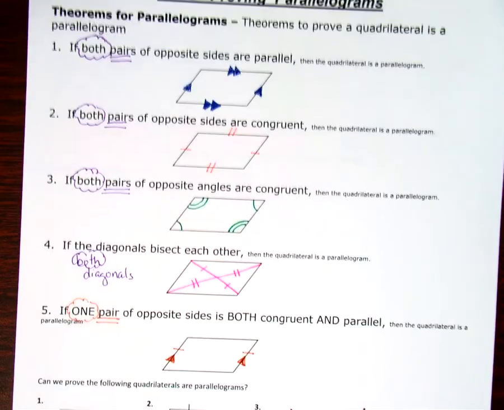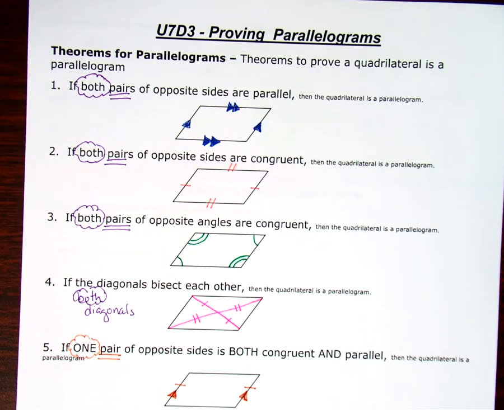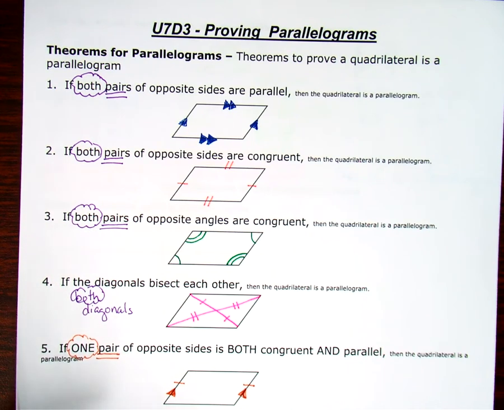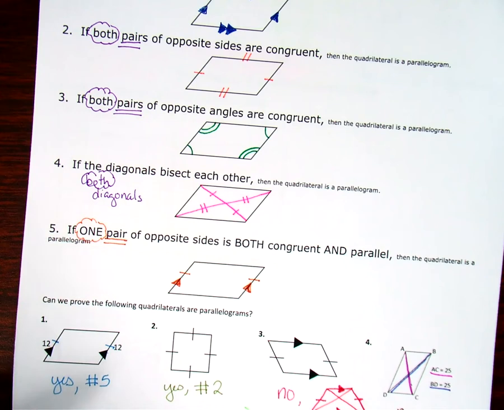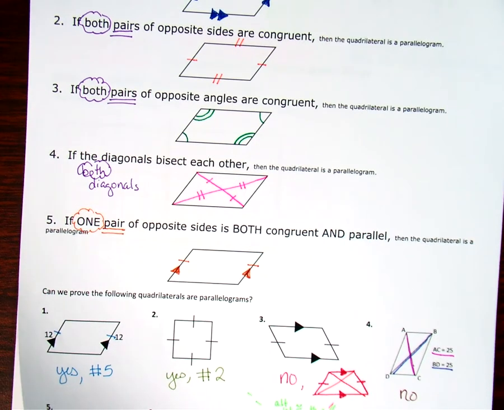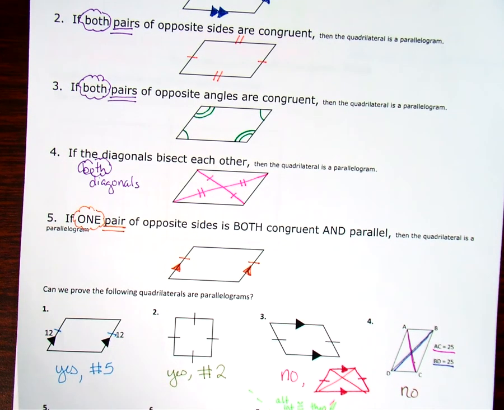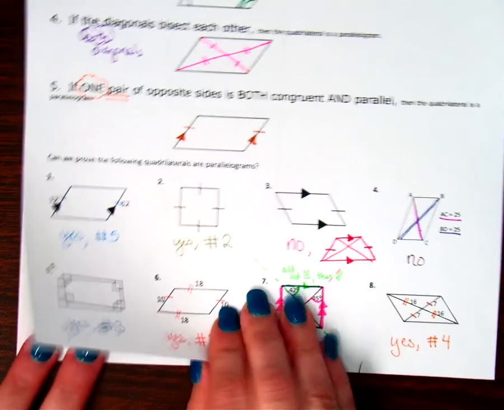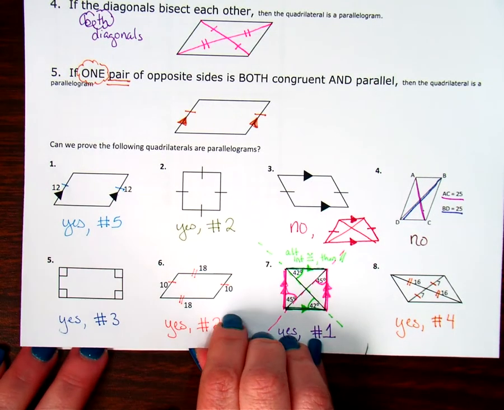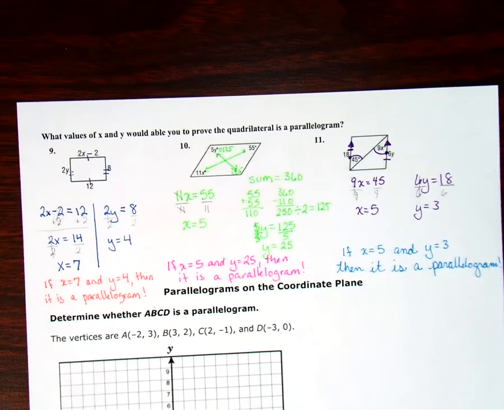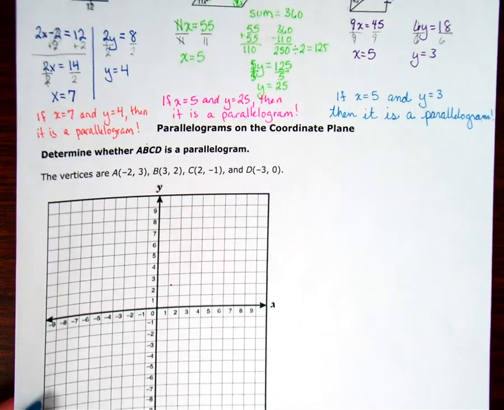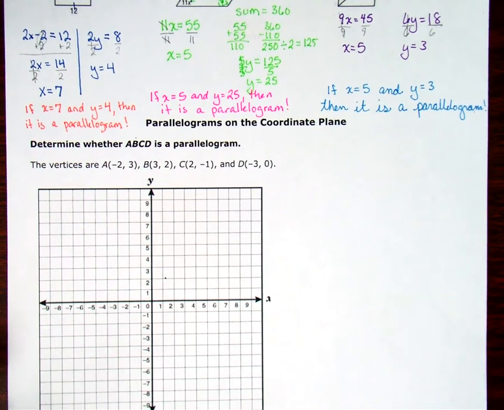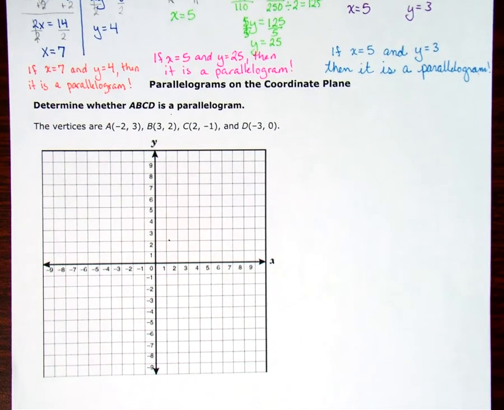We've looked at our 5 methods a few times, our 5 theorems for how to prove we have parallelograms. Both pairs of opposite sides are parallel, both pairs of opposite sides are congruent, or both pairs of opposite angles are congruent, or diagonals both bisect each other, or one pair of opposite sides is both congruent and parallel. And we've looked at some examples of determining what we need to show we have a parallelogram, and now we're going to look at a quadrilateral on the coordinate plane and determine whether or not we can prove it's a parallelogram.